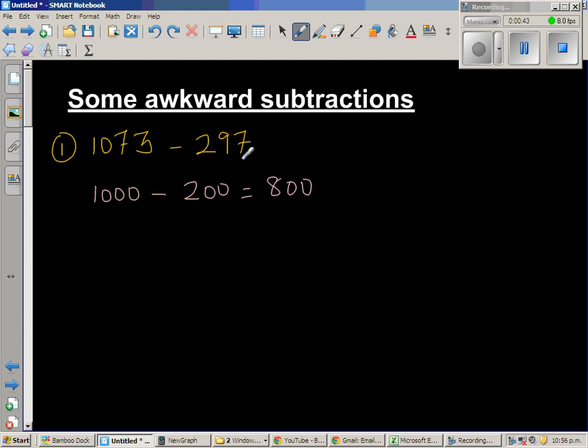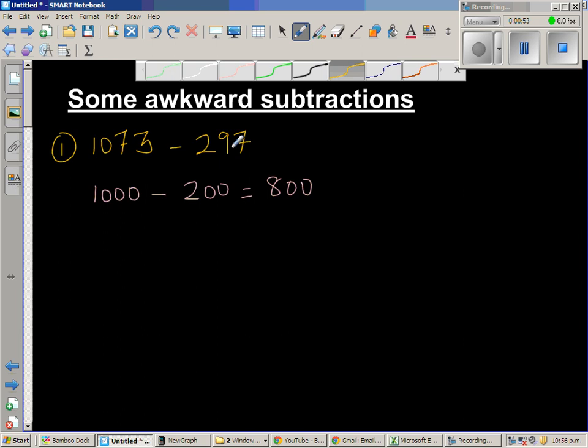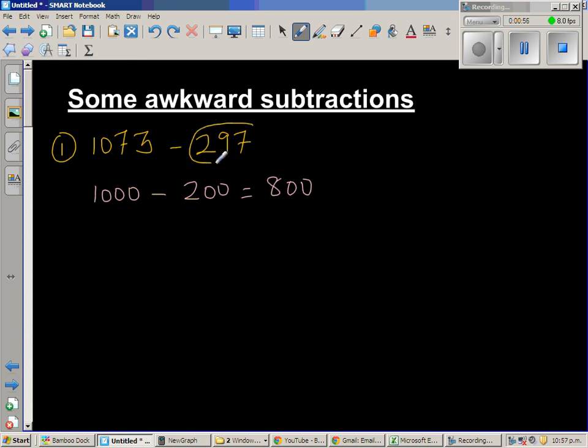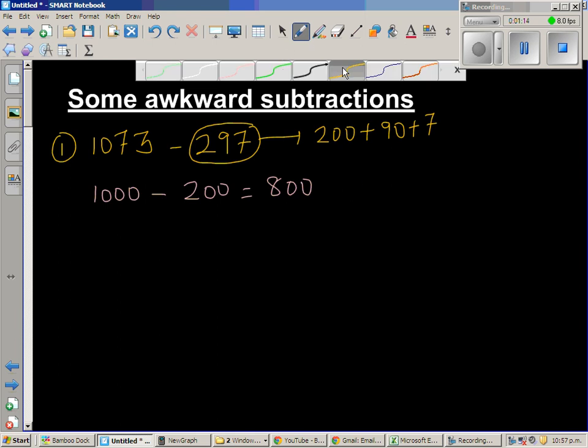So I've taken away 200 from 1000. The next I'm going to take away 90. So this is 297. Let me explain that. When you see 297, you should see this as 200 plus 90 plus 7. So 2 stands in the hundreds place, so that stands for 200, 9 stands for 90, and 7 stands for 7. First I've taken away 200, so what is left is 800.